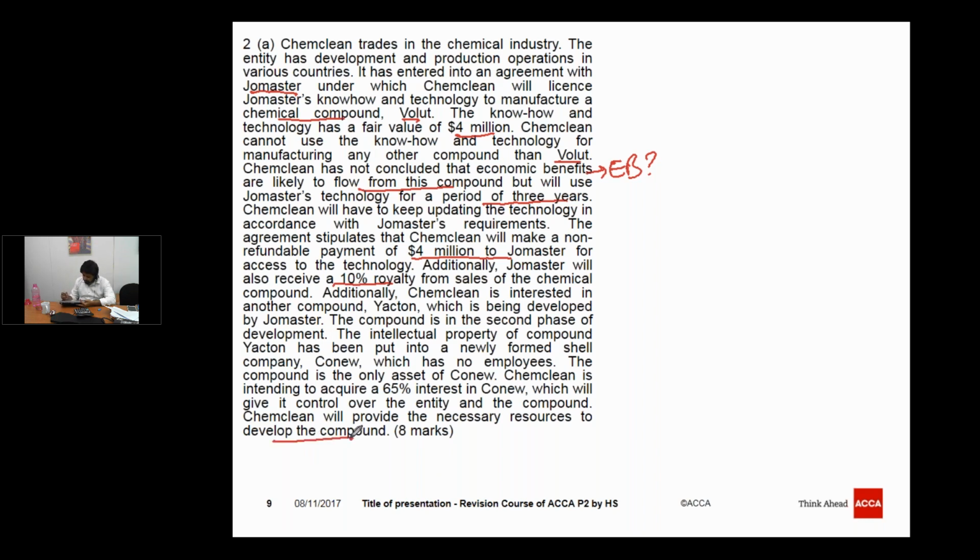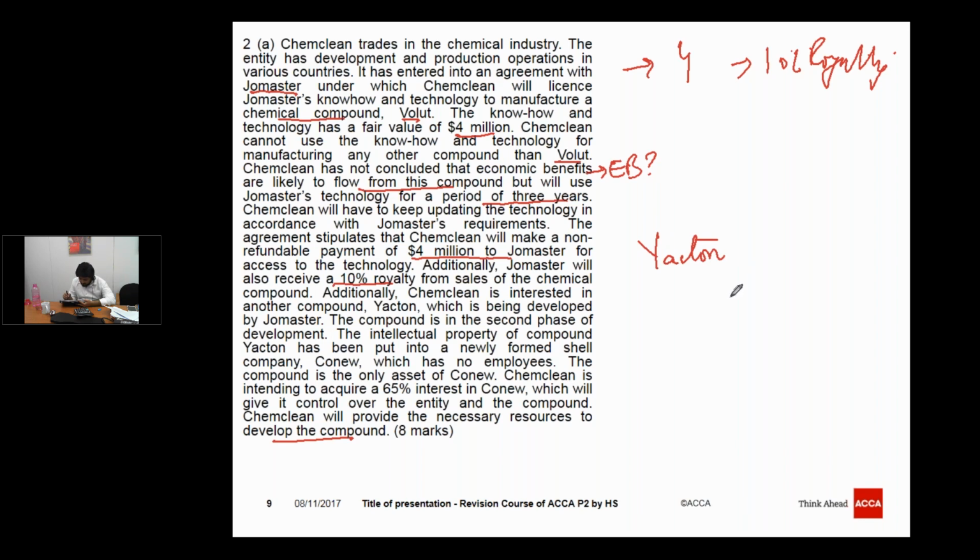So you are required to tell the accounting treatment of the 4 million amount and the 10% royalty. What should be the accounting treatment for the 4 million and the 10% royalty? Then what we should do with the Yactone.